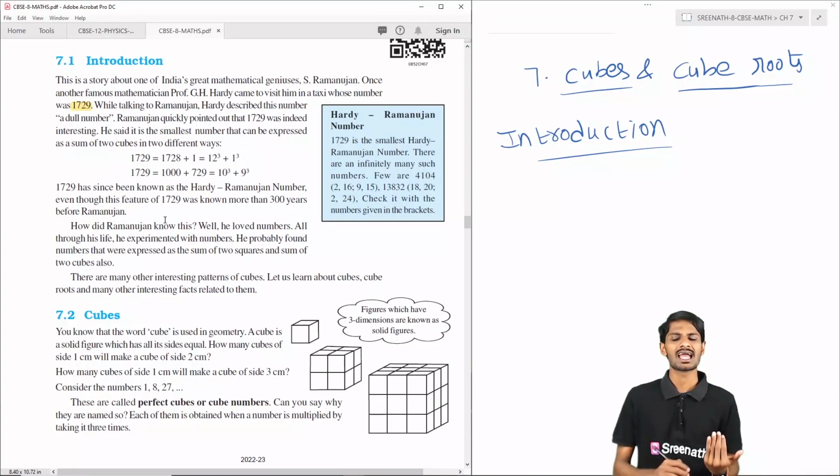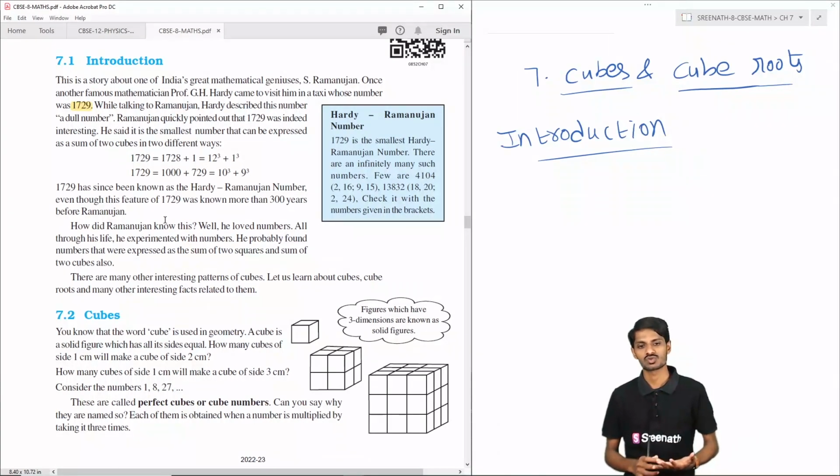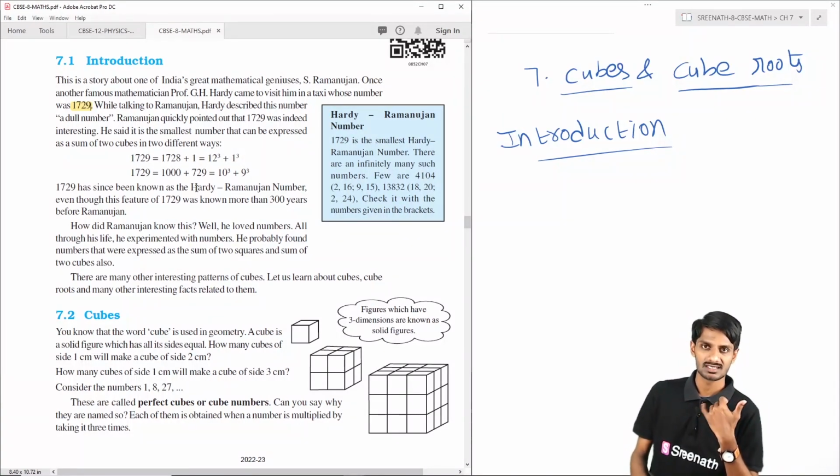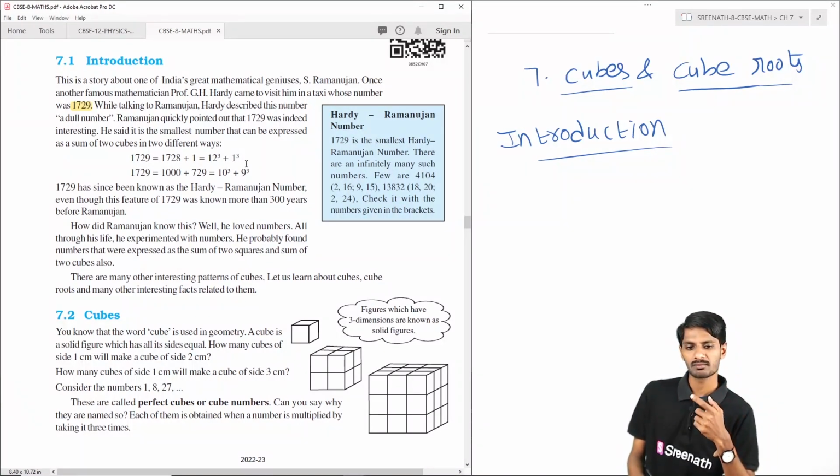So how has it been done? How did Ramanujan know? Basically he loves numbers. That's why he always thought about the numbers. He used the numbers. That's why he knew such interesting patterns about the numbers. In this chapter also, we will see some interesting patterns regarding the cubes, students.